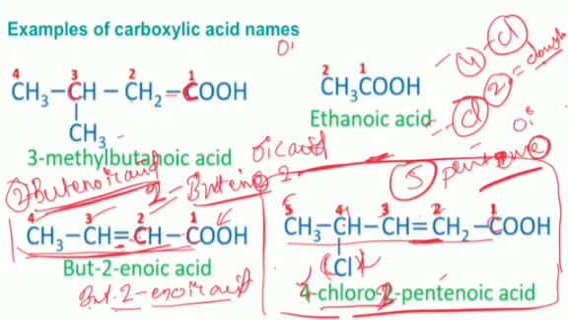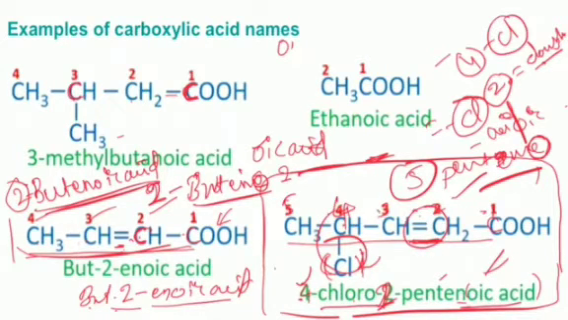In the place of the E, you have to write oic acid, so it becomes 2-pentenoic acid. If you replace the E with oic acid, we get this name: pentenoic acid. So what is the name for this compound? 4-chloro-2-pentenoic acid. This is the IUPAC nomenclature of this compound. In this way, you have to write the IUPAC nomenclature of any carboxylic acid. So this is about the IUPAC nomenclature of carboxylic acids.